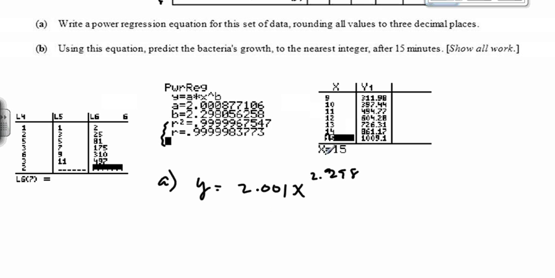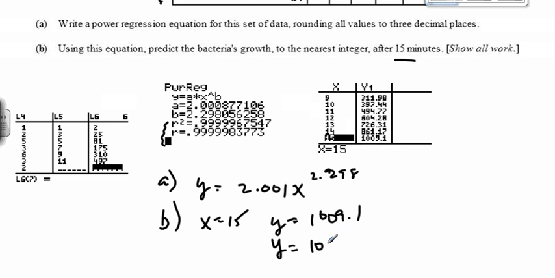Good. Now we want after 15 minutes. So when I put in X for 15, we get this value for Y. So for part B, when we look at our table, we know when X is equal to 15, Y is equal to 1009.1. But we want the nearest integer. So now Y is equal to 1009.